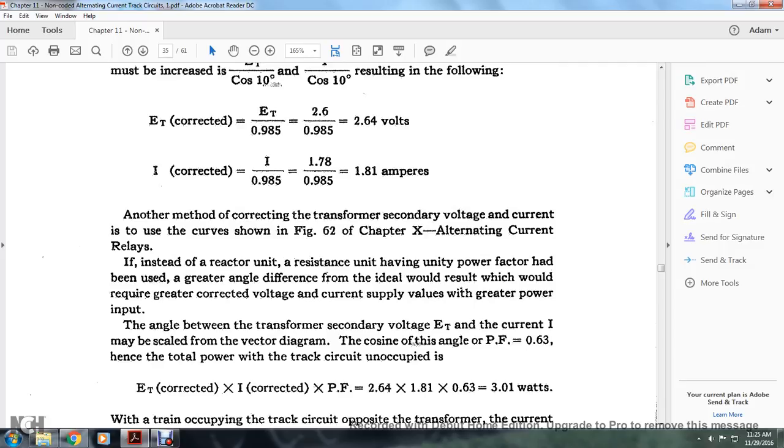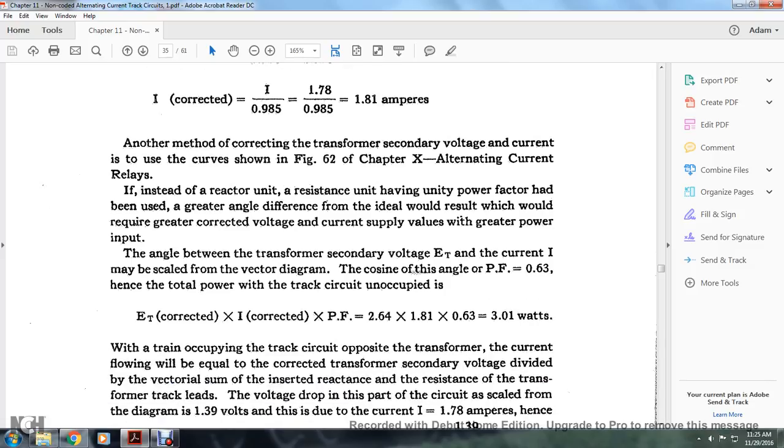Another method of correcting the transformer secondary voltage and current is the use of the curve shown in figure 62 of chapter 10 of Alternating Current Relays. Instead of the reactor, resistance is used until they have the unit power factor that has been used with the greater angle; the difference from the ideal would require greater corrective voltage and current supply value for the greater power input. The angle between the transformer secondary voltage ET and the current I may be scaled from a vector diagram, with the cosine of the angle or PF of 0.63. Hence the total power of the track circuit when unoccupied is ET corrected times I corrected times the PF, which is 2.64 times 1.81 times 0.63, or 3.01 watts.